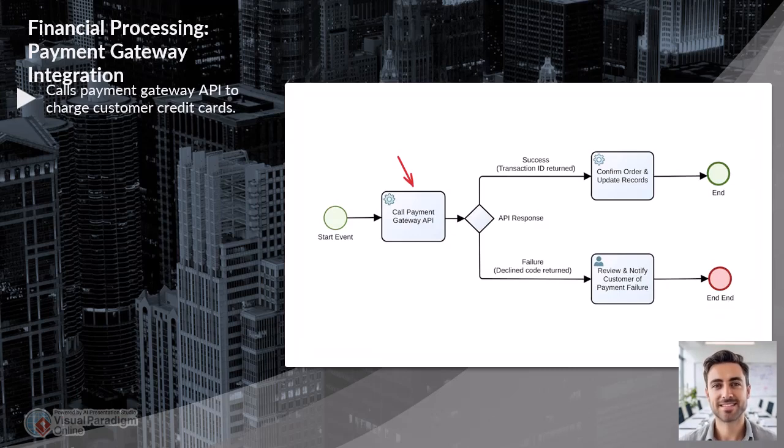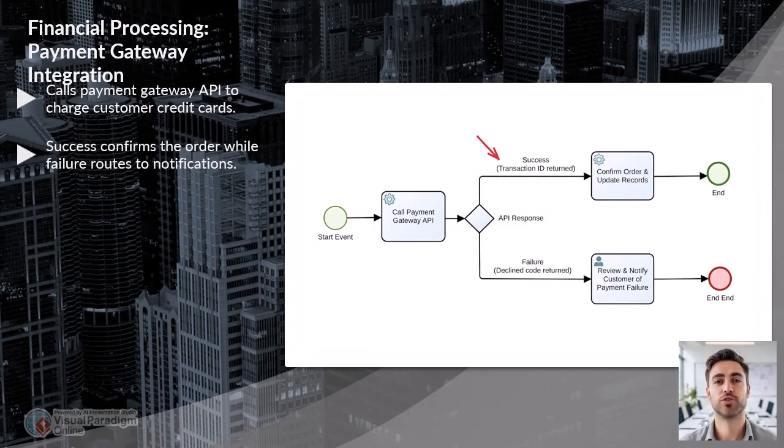The service task securely transmits transaction details to the payment processor, ensuring that funds are moved accurately and securely between parties. A successful transaction ID confirms the order, whereas a declined code triggers a specific workflow to inform the customer and handle the failed payment.